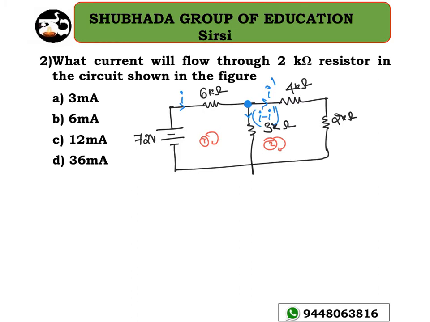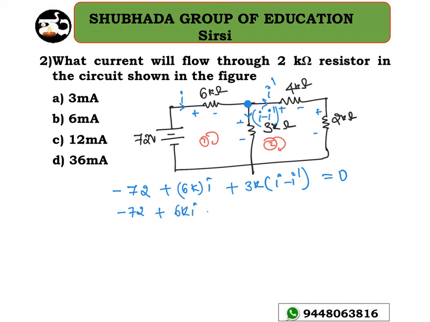Clear? So now this is plus minus, and this is plus minus, and this is plus minus, and this is also plus minus. Okay, so if I apply, what will I get? 72 minus 72 and plus 6kI plus 3k into (I minus I dash) equal to 0. So I will get 72 plus 6kI plus 3kI minus 3kI dash, correct, equal to 0.